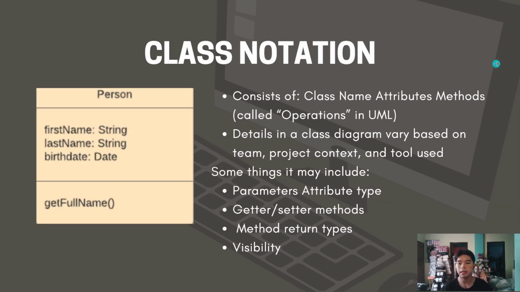Okay, so what is a class notation? Class notation consists of the class name, attributes, and operations in UML. The details in class diagrams vary based on theme, project context, and tools. Some things it may include are parameters, attribute types, getter and/or setter methods, method return types, and visibility. Class notation is the standard way of drawing and representing a class in a class diagram.